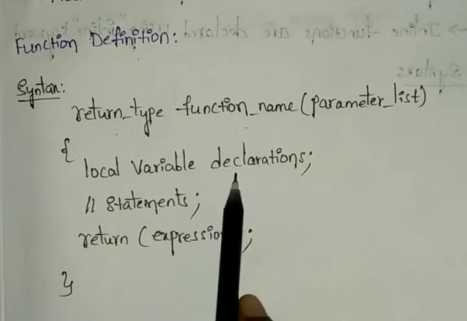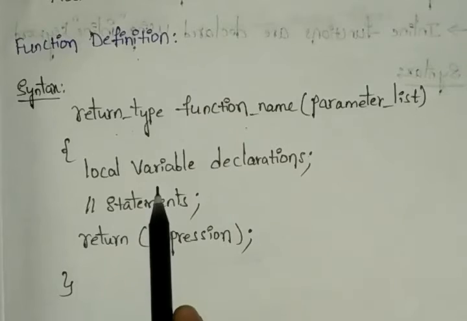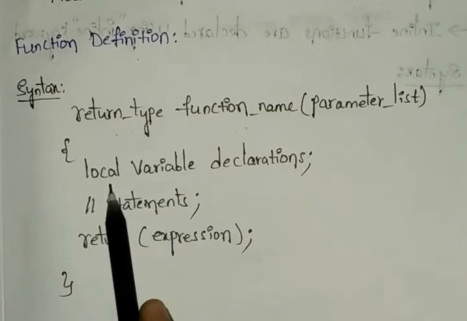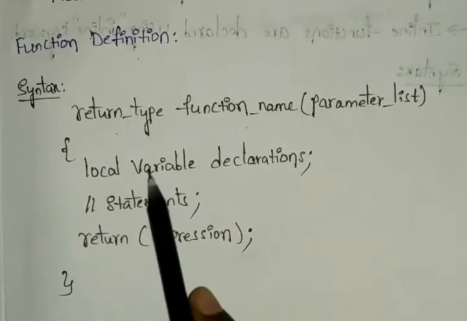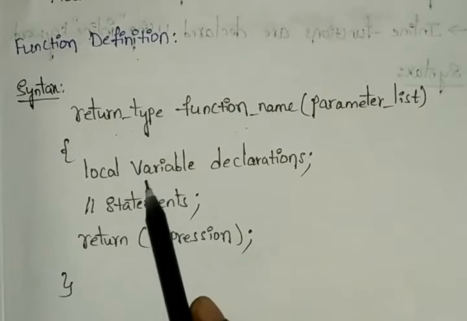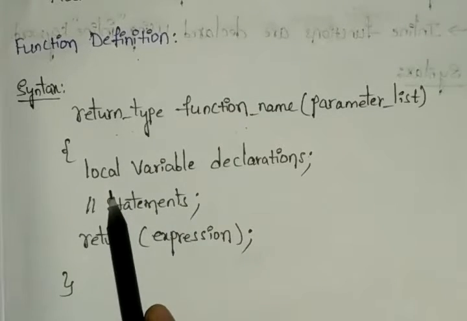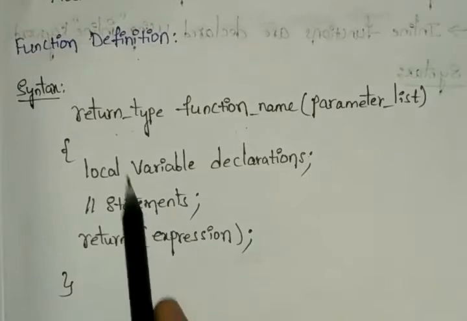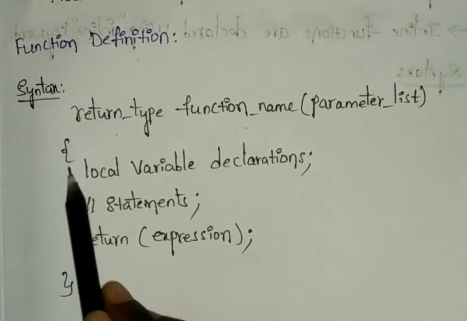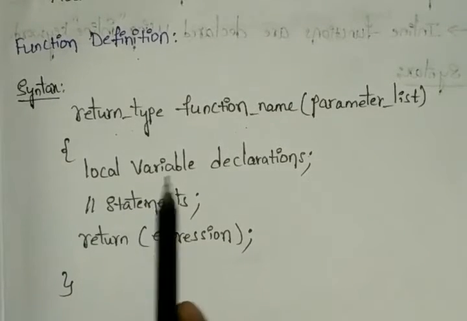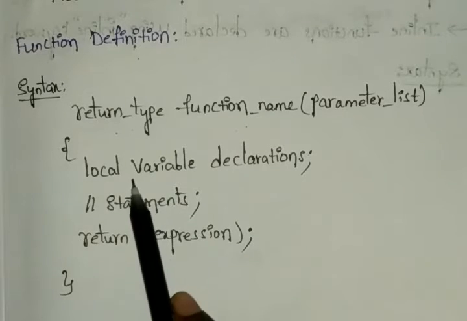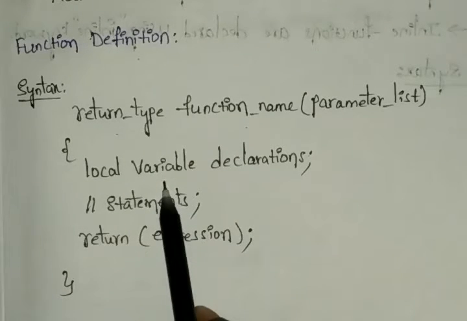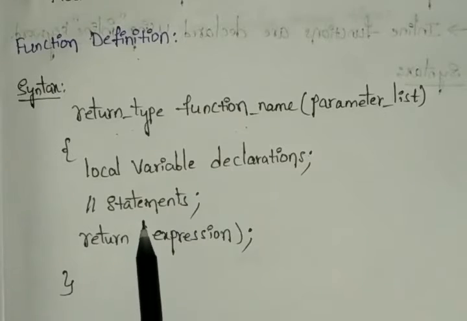Variables means your A to Z alphabets, whatever we are writing here as variables. If you are writing the variables outside, that is global. At present we are writing the variables in the local. After the opening of the function, if you are writing the variables, that is a local variable declaration. Here you need to pass our local variables, and after that you have to write the body of the statements.